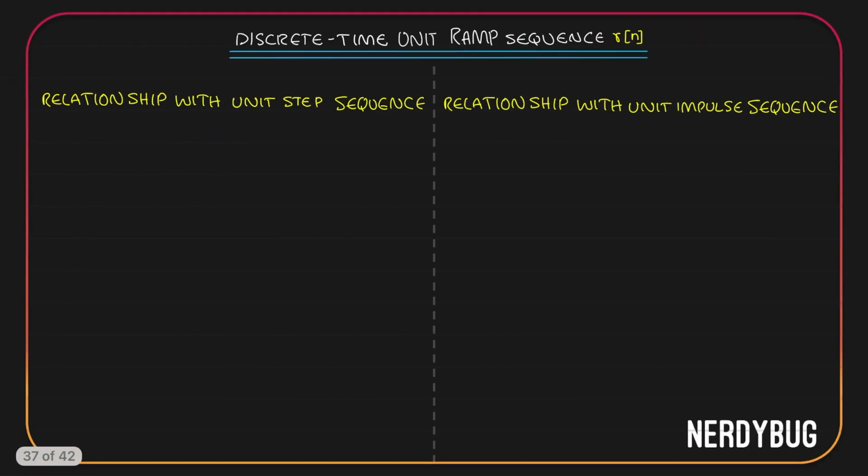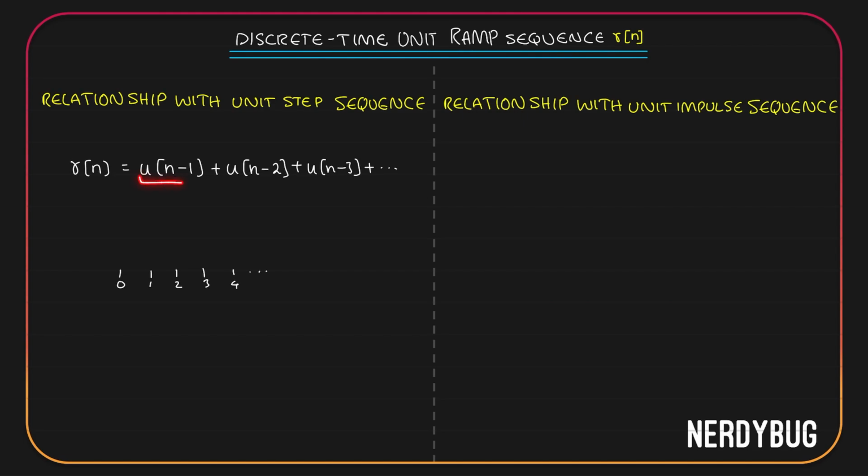Let us first understand its relationship with the unit step sequence and unit impulse sequence. We can actually write r[n] as u[n-1] plus u[n-2] plus u[n-3], etc., like that. How does this become r[n]? Let us take different values for n first. So 0, 1, 2, 3, 4, and so on.